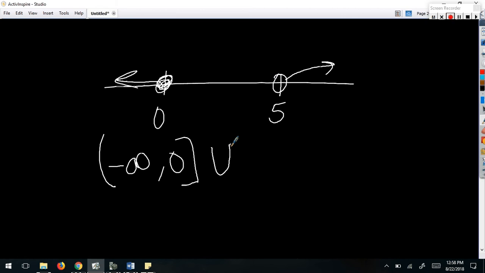What's the next smallest thing x can be? 5. With a parenthesis up to positive infinity.